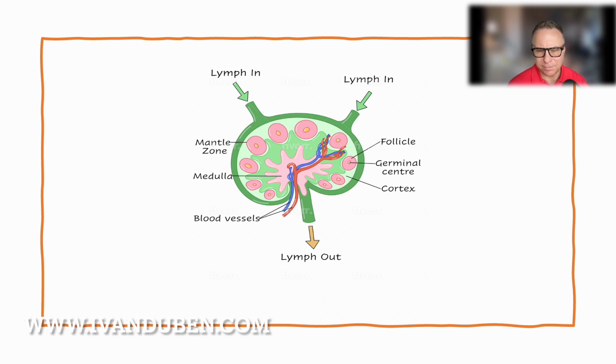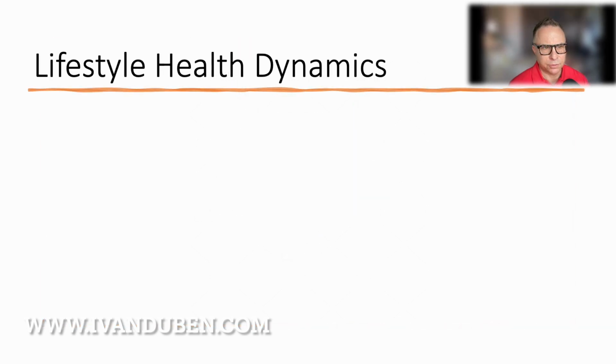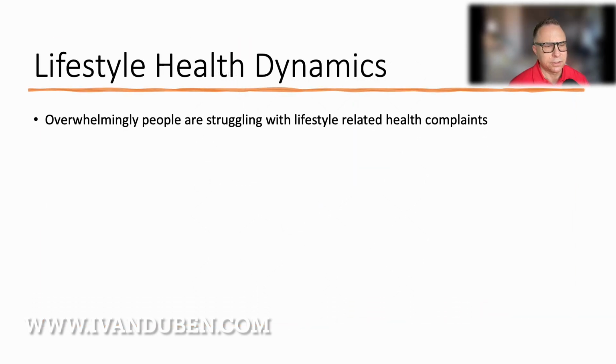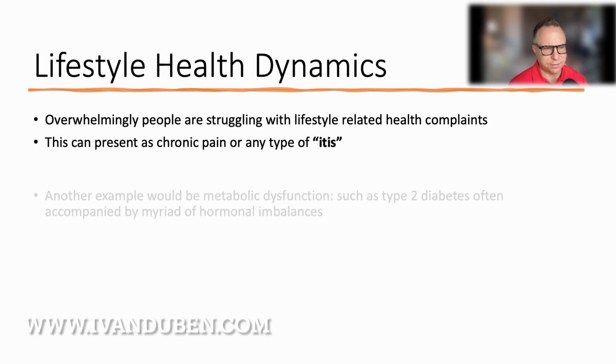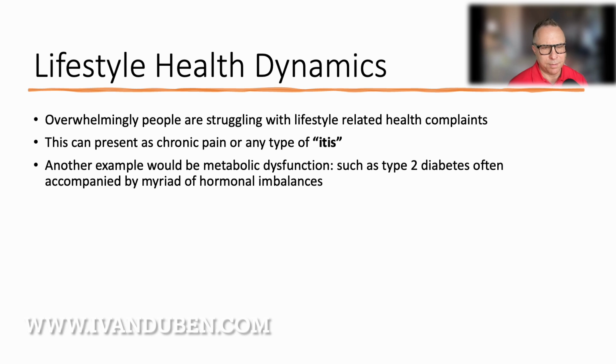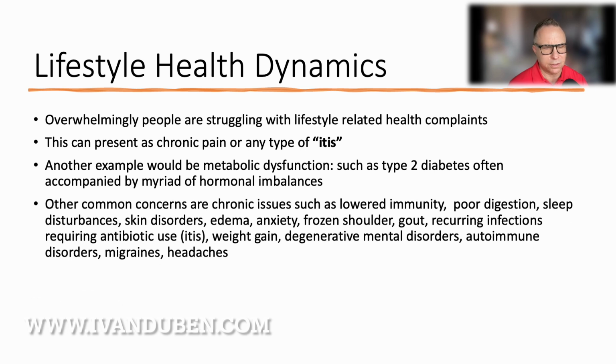So if we're looking at this idea of terrain fatigue, how does it coincide with some of the chronic health complaints that people are struggling with? For that answer, we're looking to lifestyle health dynamics. Overwhelmingly, people are struggling with lifestyle-related health complaints. This can present as chronic pain or any type of an itis. Another example would be metabolic dysfunction, such as type 2 diabetes, often accompanied by a myriad of hormonal imbalances.